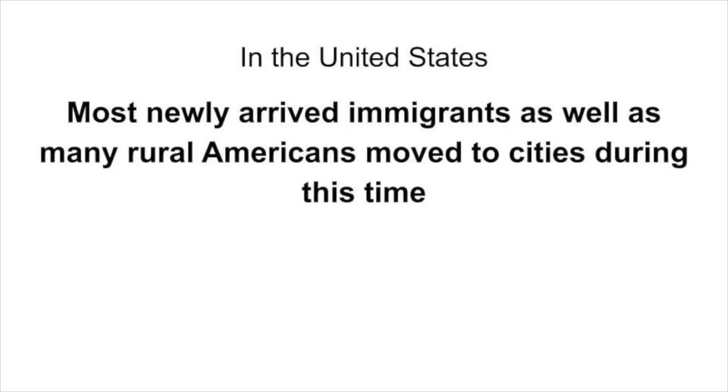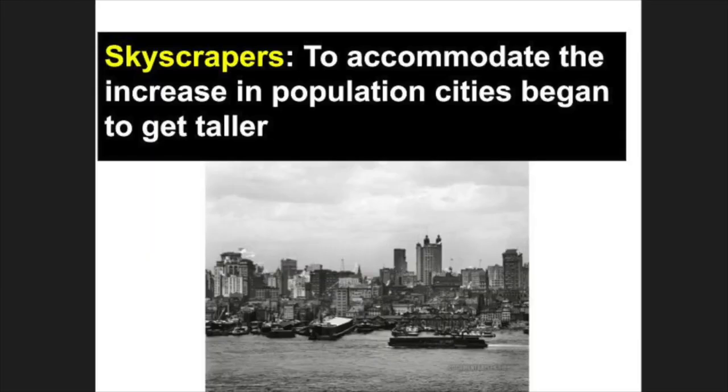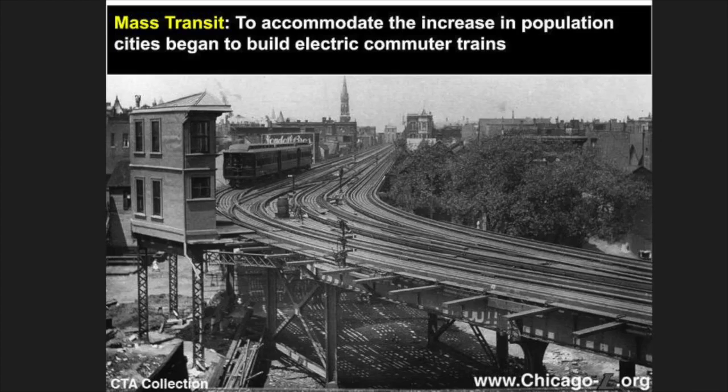To accommodate the increase in population, some cities got taller. They built skyscrapers and buildings got significantly taller. Mass transit. To accommodate the increase in population, cities began to build electric commuter trains. The picture you see there is actually of the elevated train known as the L in Chicago.